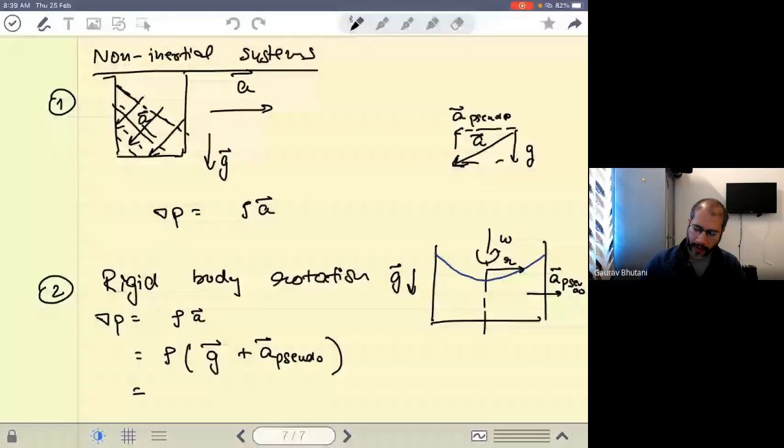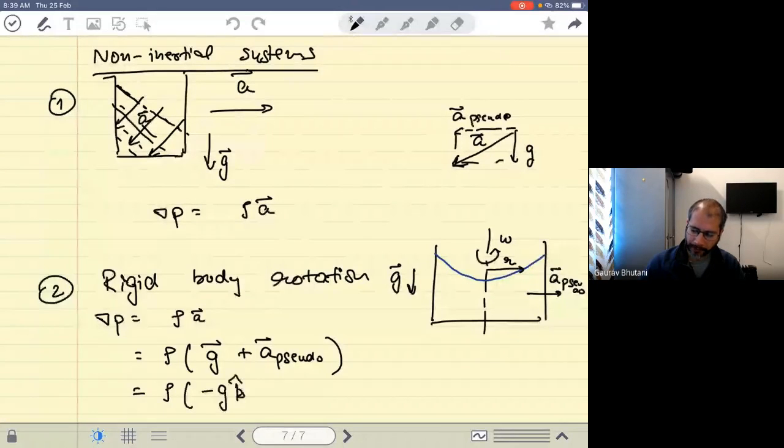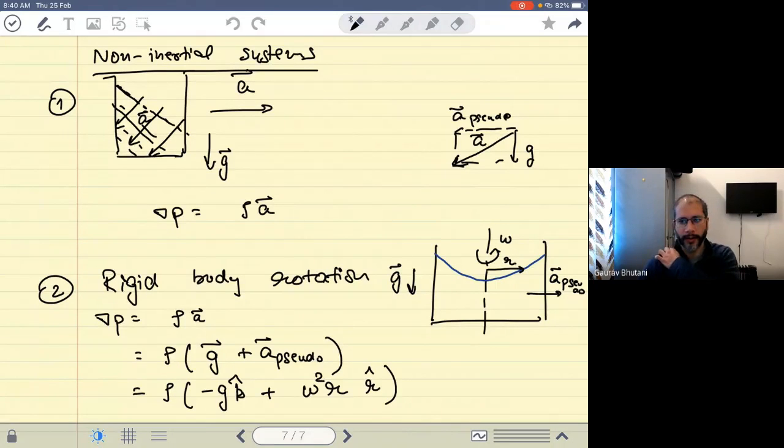So if I was to write this in the vector notation, gravity becomes minus g k hat, and the pseudo force, it's a radial coordinate system. So the magnitude is omega square r for any given distance r from the center, and the direction is r hat. In circular or cylindrical coordinate systems, r hat points radially outward. So at different distances from the center, you know that the pseudo force is different. It depends on the value of r.